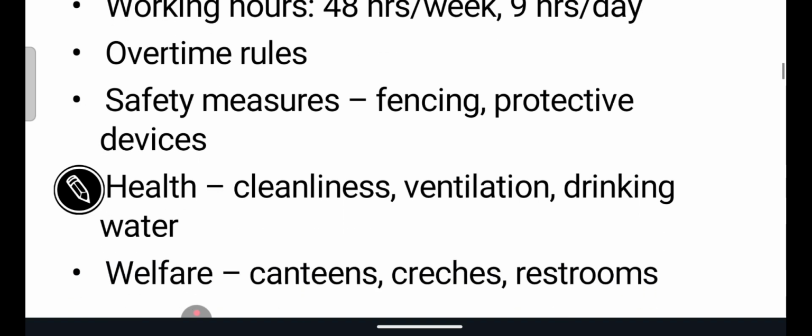And safety measures. What are the safety measures? We all know that in every factory safety measures need to be taken before any kind of work. Safety measures are fencing and protective devices. Fencing means there should be a good fencing system so that no outsider can affect or disturb the workers working in this factory. And protective devices mean whenever workers are doing any hazardous work, grinding, or electrical work, they should have protective devices.